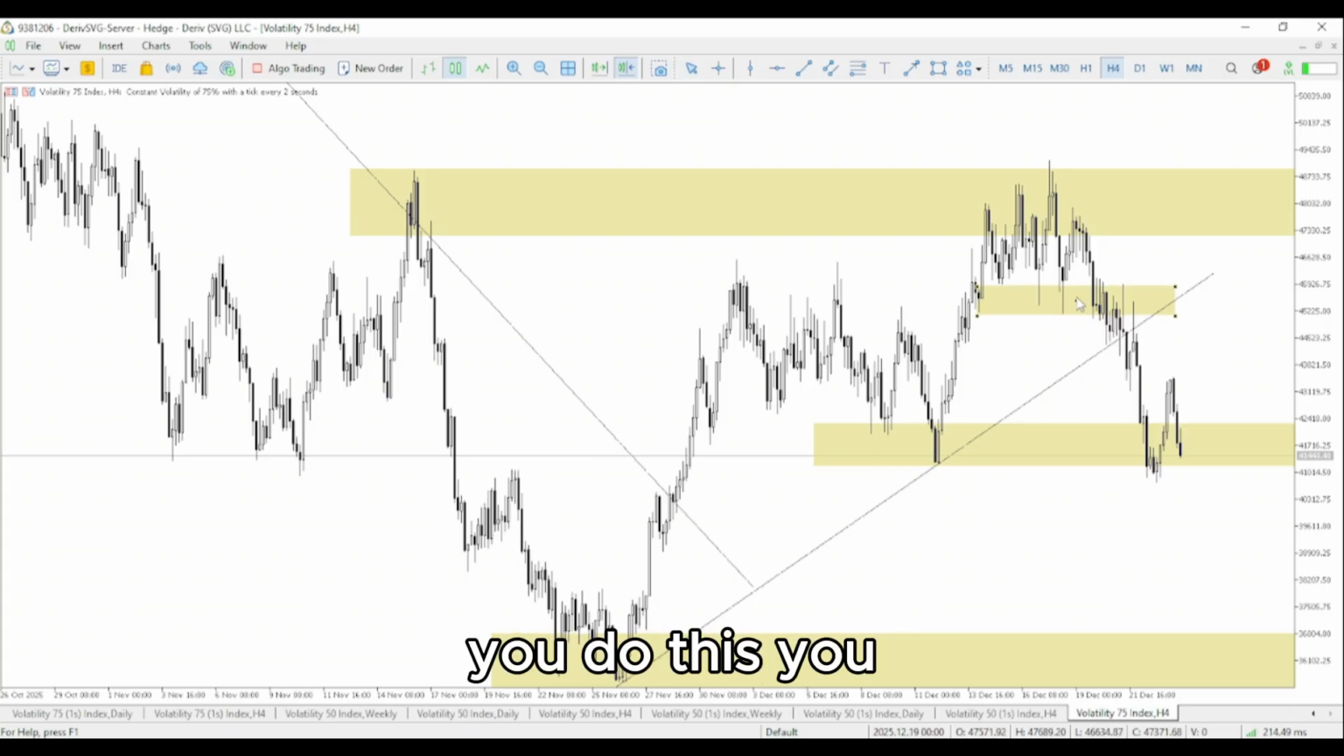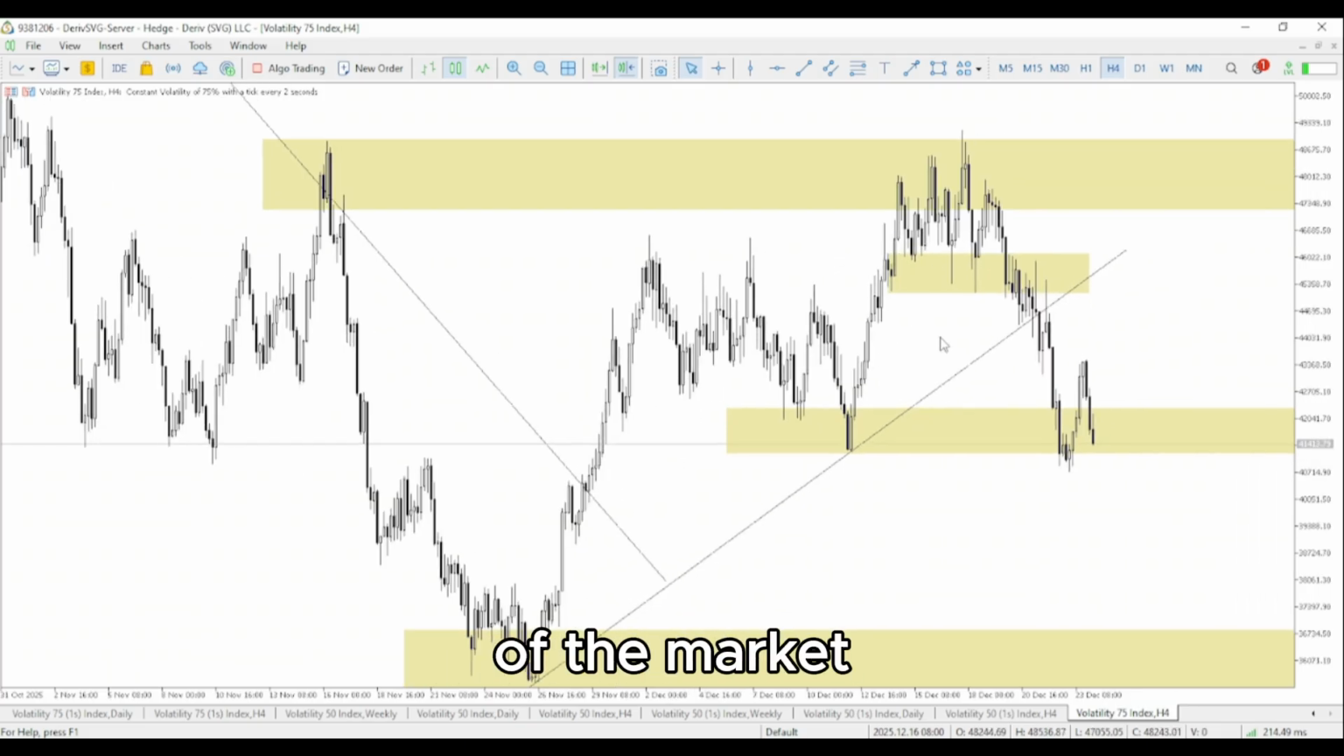Now you do this. You mark your zone. You mark from the candlestick body, the opening candlestick or the closed candlestick body, to the wick. This is how you do it. See how I draw it now. This way, you get a full clear understanding of the market.